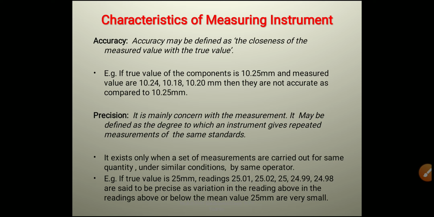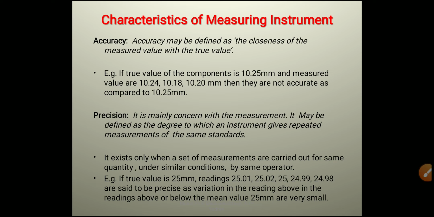For example, if the true value of a component is 10.25 mm and the measured values are 10.24 mm, 10.18 mm, 10.20 mm, then they are not accurate as compared to 10.25 mm. So accuracy is a very basic characteristic of a measuring instrument, and every instrument should be accurate.